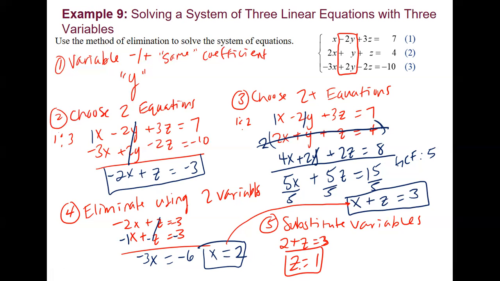And now I have x and z, so I can substitute back into either one of these equations and solve for y. So I'm going to use equation 2, because y wouldn't have to be multiplied. So I have 2 times 2 plus y plus 1 equals 4. That gives me 4 plus y plus 1 equals 4. 4s are going to cancel out. So y plus 1 equals 0. So what does y have to be? Y has to be negative 1.